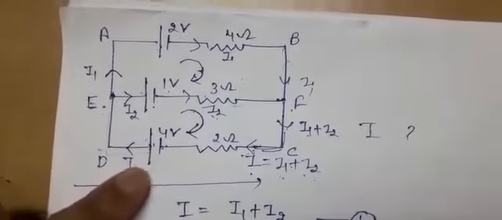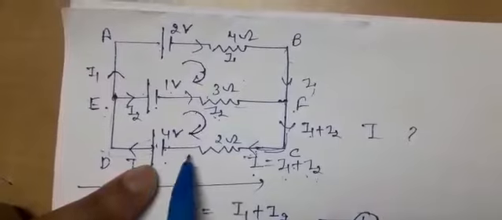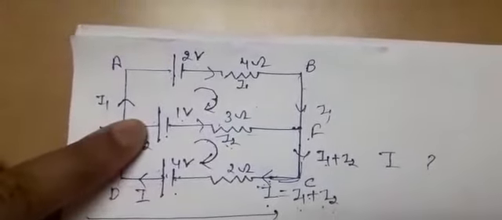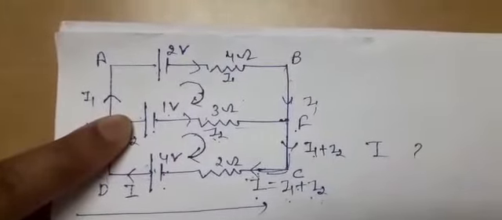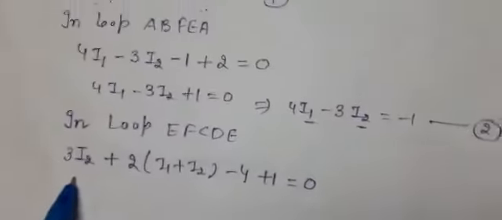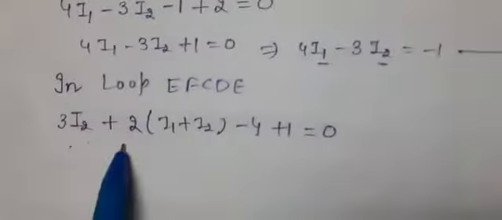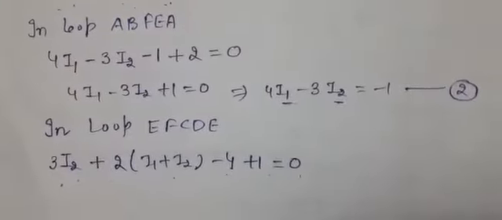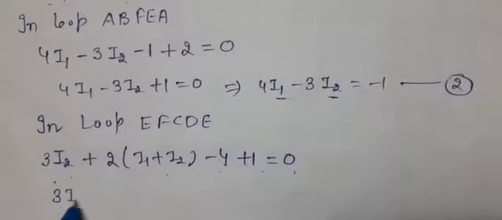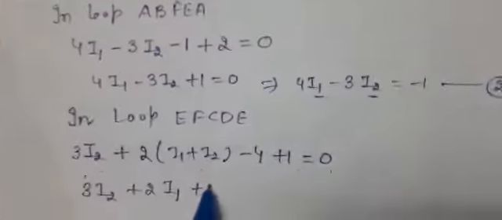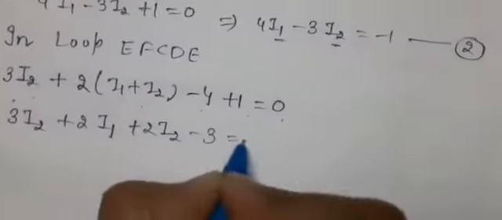Then here the negative terminal of the cell is coming first, so it is -4. Then here the positive terminal is coming, so it is +1. This sum, as per this equation, you can check from your notes as I have given you earlier: 3i2 plus 2i1 plus i2 minus 4 plus 1 is equal to 0. Now rearranging and solving, this is 3i2 plus 2i1 plus 2i2 minus 3 equal to 0.